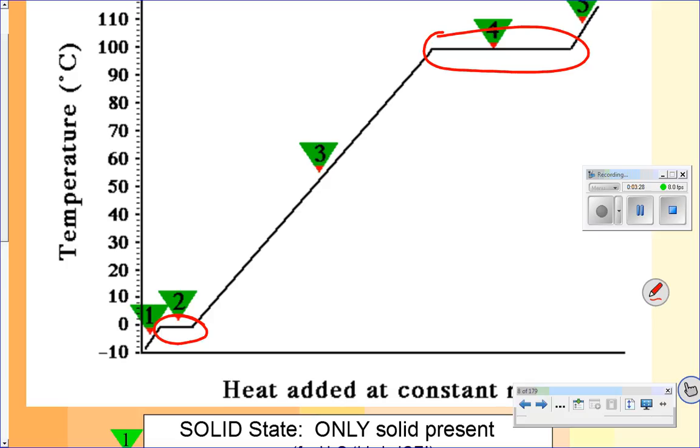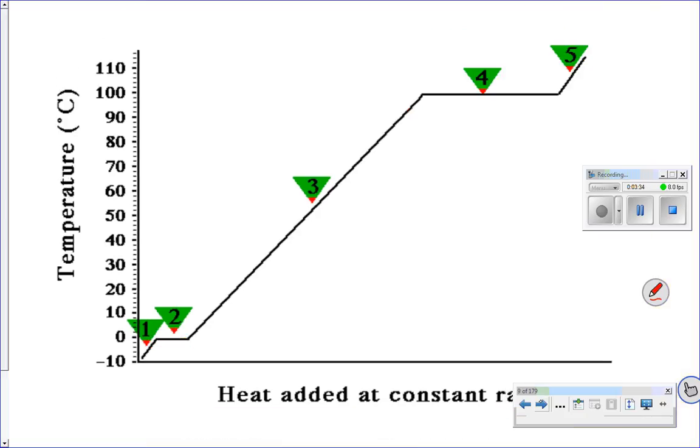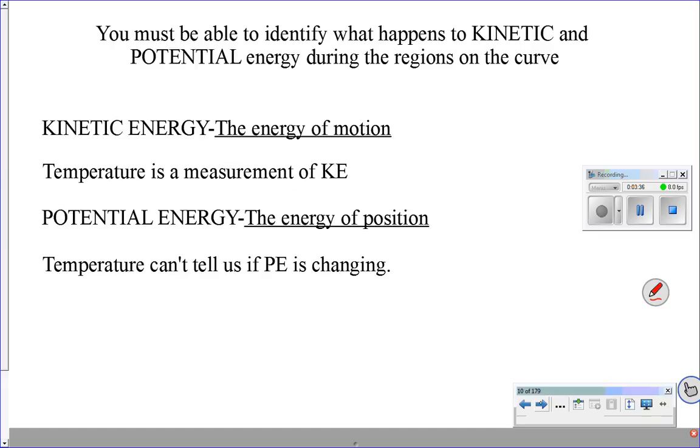Now, what you also have to be able to do is talk about kinetic and potential energy changes during each region of the graph. So kinetic energy is the energy of motion. Temperature directly measures kinetic energy. Potential energy is the energy of position. An individual temperature can't always tell us if potential energy is changing, but we can determine this if we have several different temperatures. So there's no way to easily directly measure potential energy. We have to do that by measuring temperature a few times. I'll talk about that in just a moment.